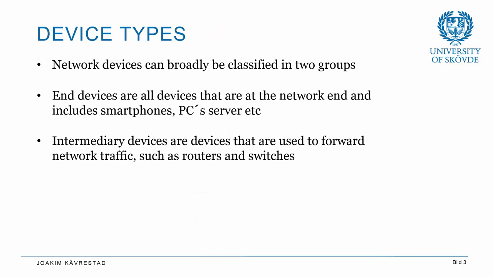So going on to device types, as we talked about before, you can broadly classify network devices into one of 2 groups. We have end devices or hosts, and those are all devices that are at the network end and include smartphones, PCs, servers, printers, etc. Then we have the intermediary devices, and those are devices that are used to forward network traffic, so those that are in the middle of the network, if you will, such as routers and switches.